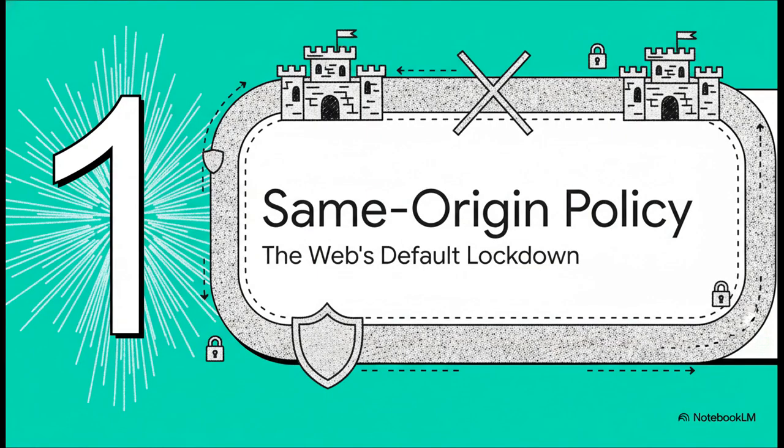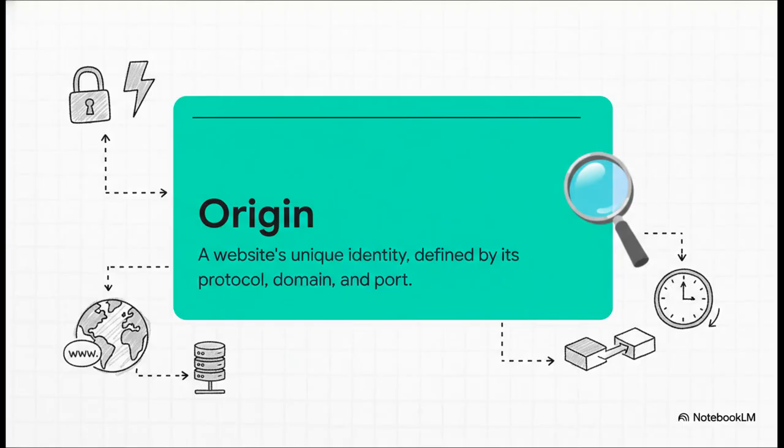So to really get CORS, we have to take one step back and talk about the fundamental security rule that governs the entire web, the same origin policy. You can think of this as the web's default out-of-the-box security setting. It's locked down tight. The whole policy is built around this idea of an origin. An origin is basically a website's unique address, and it's made up of three very specific parts: the protocol, like HTTPS, the domain, like app.com, and the port number. If even one of those three things is different, the browser considers it a completely separate, unrelated website.